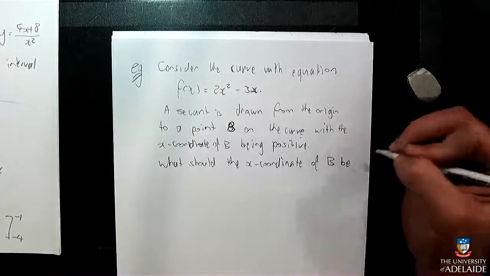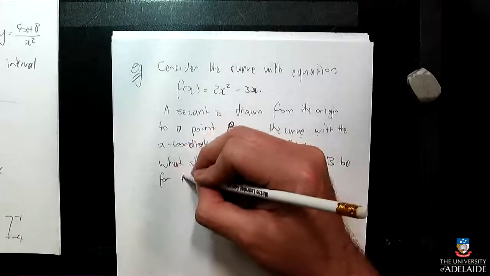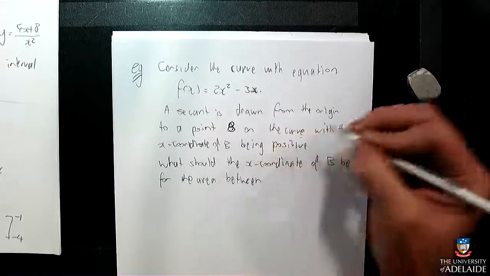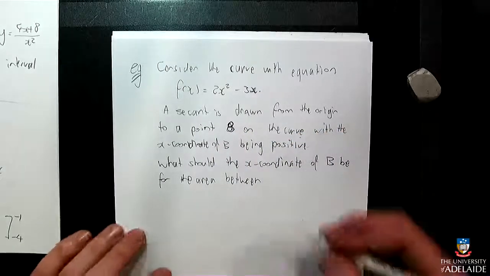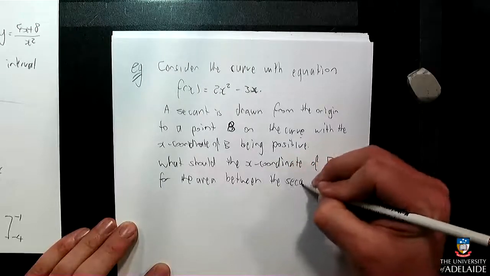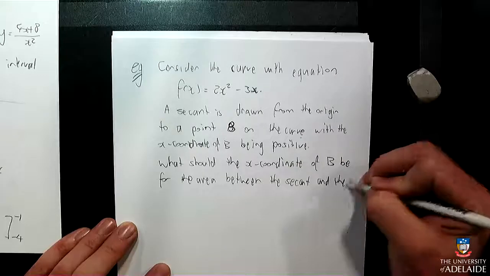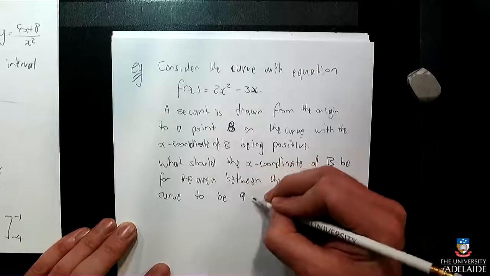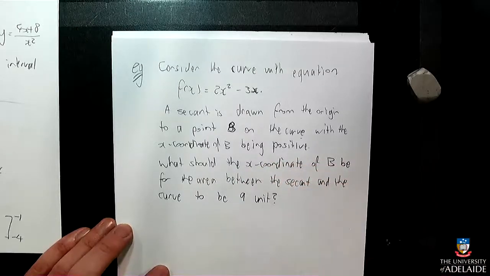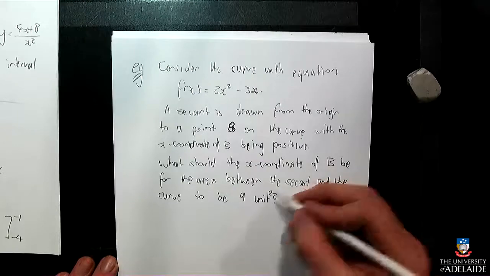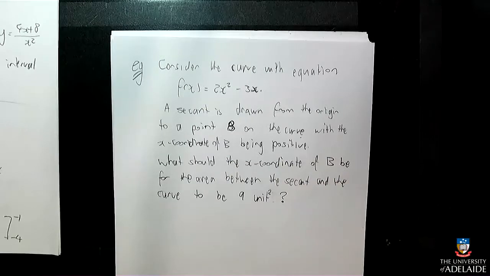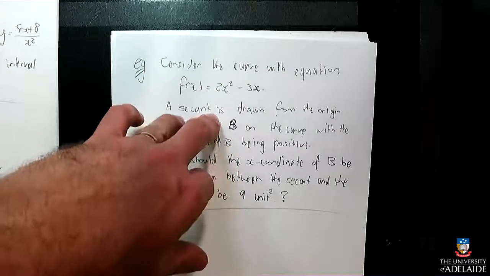What should the x-coordinate of B be for the area between the secant and the curve to be 9 units squared? Okay, big question, a lot going on. A secant is a straight line drawn from one point on a curve to another.